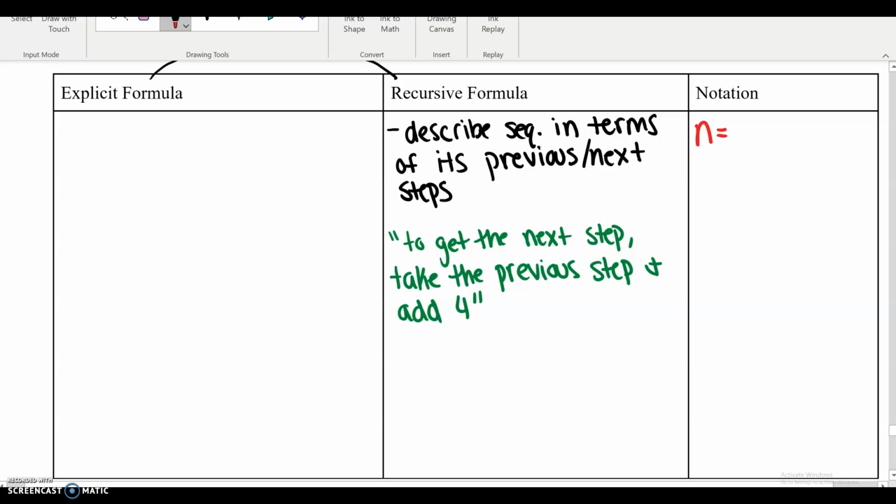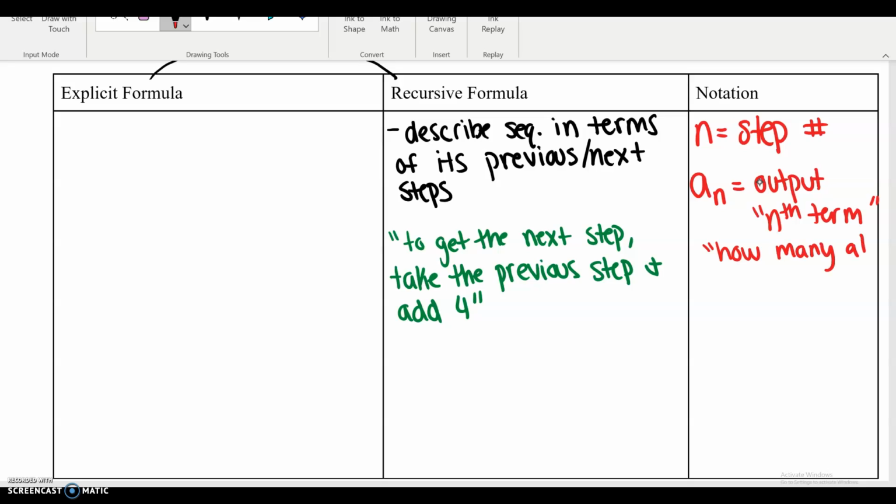So first and foremost, in sequences, instead of using x's and y's, n is the universal variable for step number. So step 1, you would say n equals 1. Step 2, n is 2, and so on. Okay, a sub n is the universal notation. So that's a sub n, with a subscript here. That's the universal notation for the number in the step. We really define that as the output of the sequence, or the nth term, is the formal definition, which just means what's the number at that step, or how many at that step. It could be a number, it could be objects.